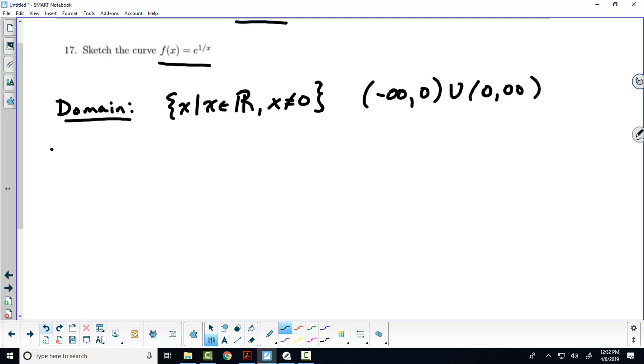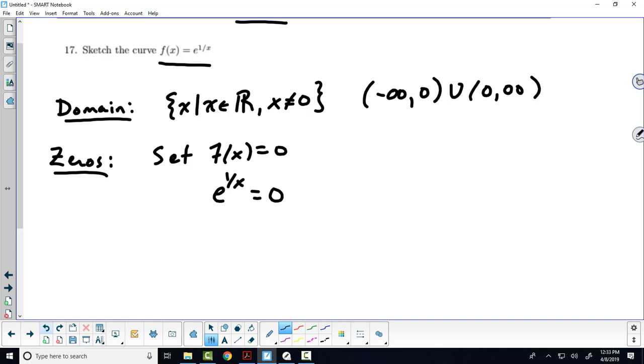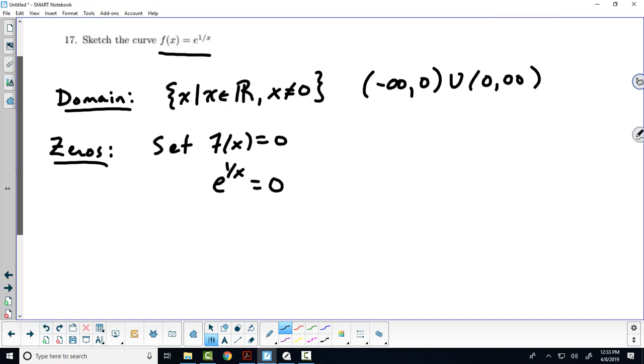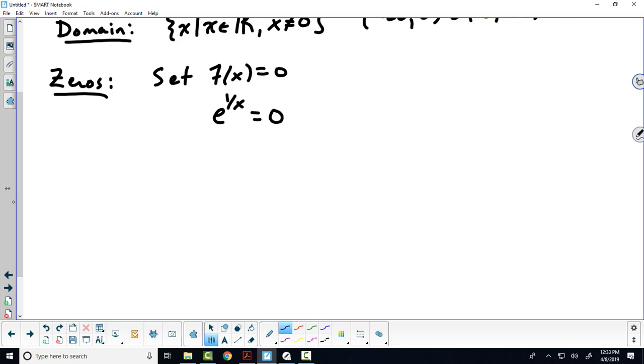So the next thing is we want to look to see if there are any x-intercepts to this graph. So let's go ahead and try to find any zeros. To do that, we would set f of x equal to 0. If I set e to the 1 over x equal to 0, that's actually kind of a hard question to answer because I don't know what the graph of this function looks like, and I don't have really any algebraic means to try to solve for x.